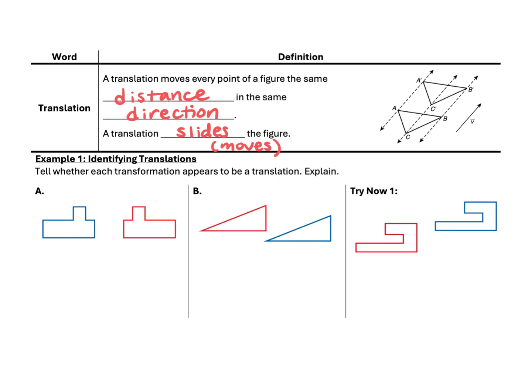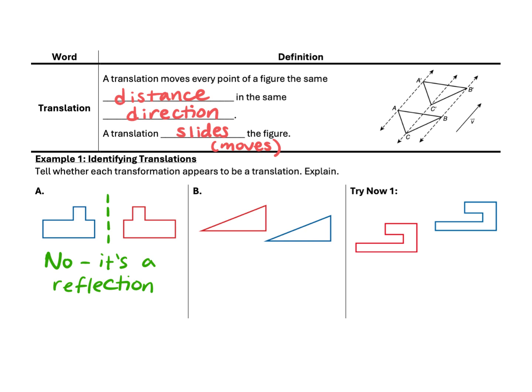This first one, you can see if we slide it over, it's not going to be flipped like that. This is not a translation. This is a reflection. It's mirrored like we saw in lesson 12.1.